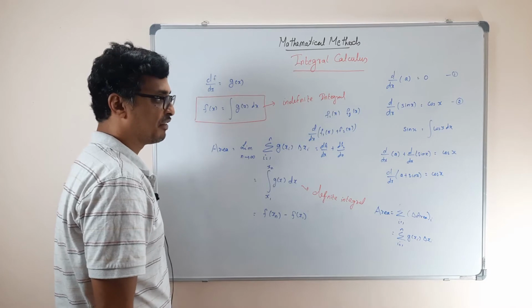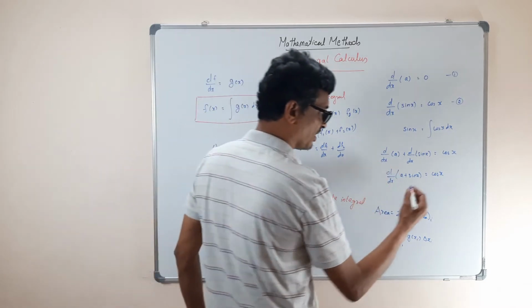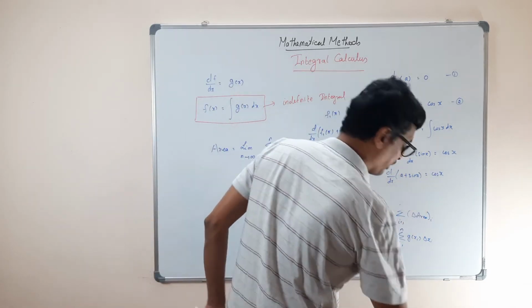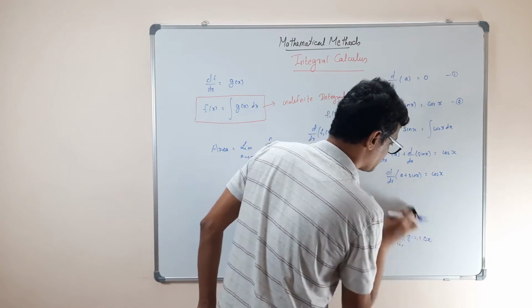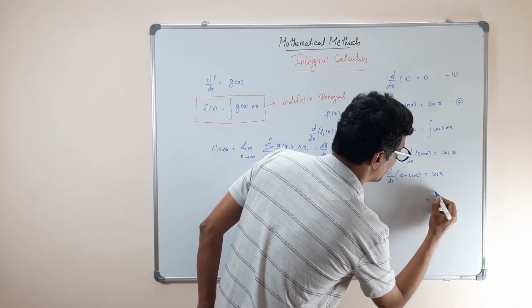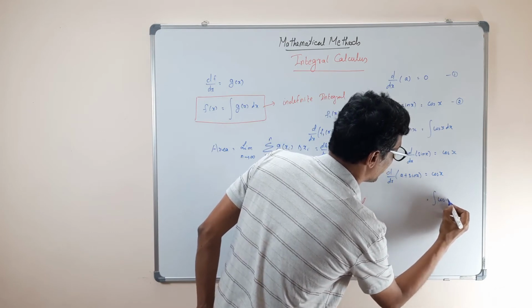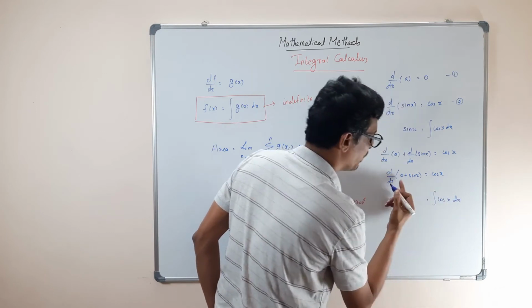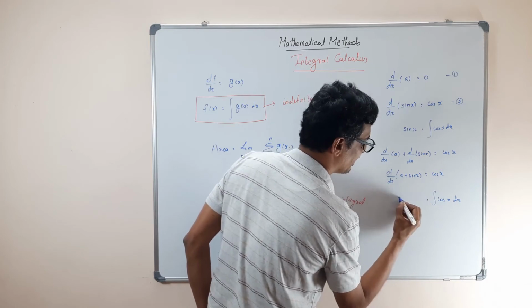Now tell me the antiderivative. So if I do the integration, take the antiderivative of it, what happens? Antiderivative is cos x dx. Will it be equal to sin x? No, a plus sin x.